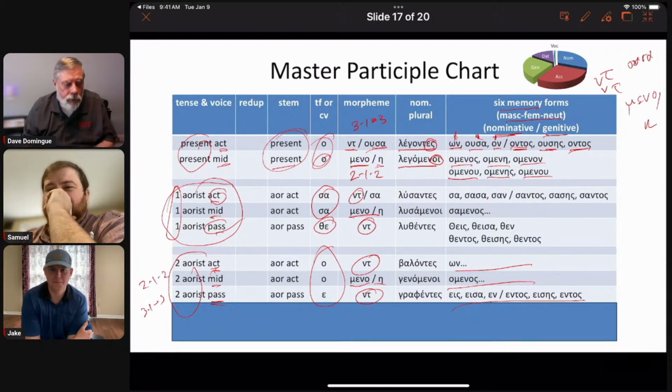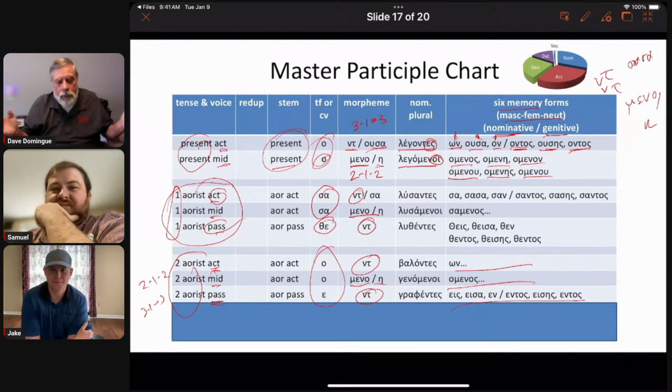The nu tau versus the mena or the mene. If it's mena or mene, it's middle. Okay, done. I know what voice it is. Nu tau, it's active, except for the aorist passive. That's the only sort of gotcha. And so you just got to say, okay, could this be an aorist passive? Otherwise, it's going to be an active voice.